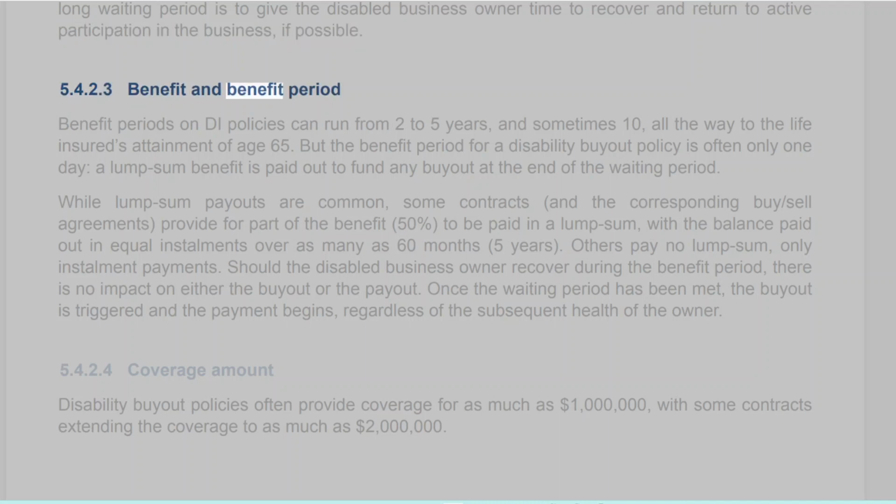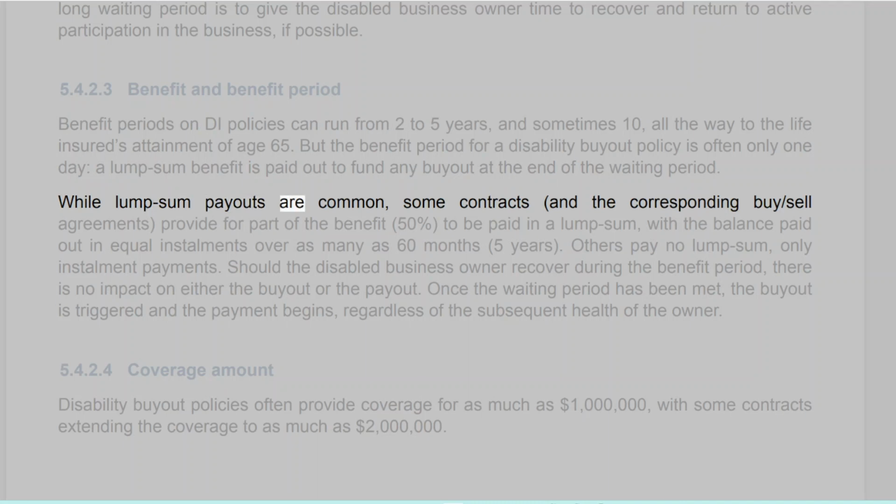5.4.2.3 Benefit and benefit period. Benefit periods on DI policies can run from 2 to 5 years, and sometimes 10, all the way to the life insured's attainment of age 65. But the benefit period for a disability buyout policy is often only 1 day. A lump sum benefit is paid out to fund any buyout at the end of the waiting period.